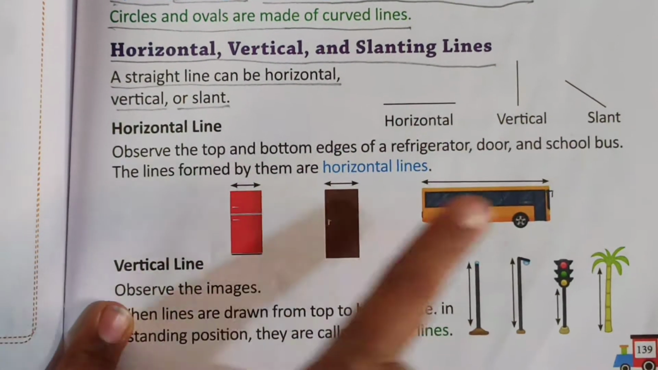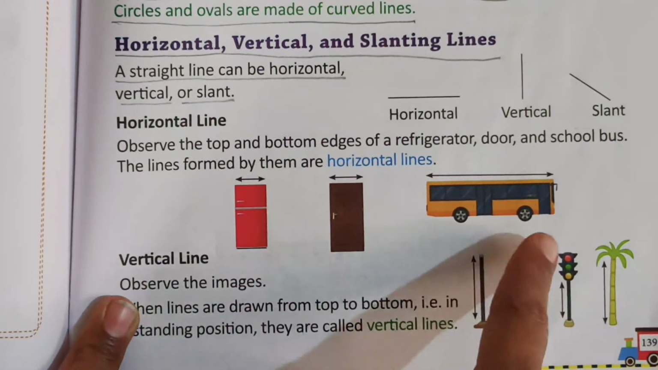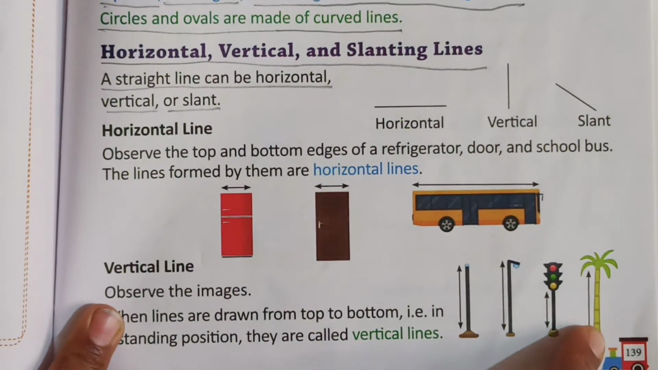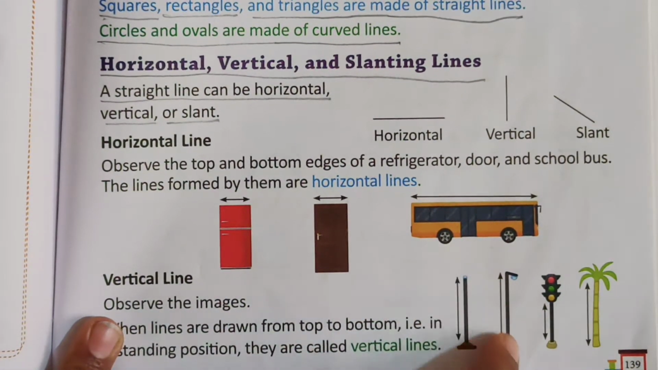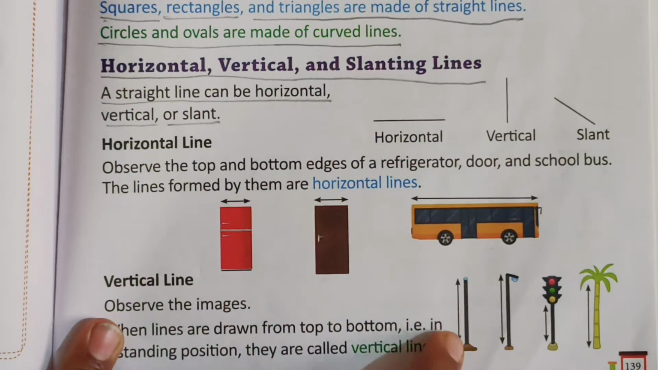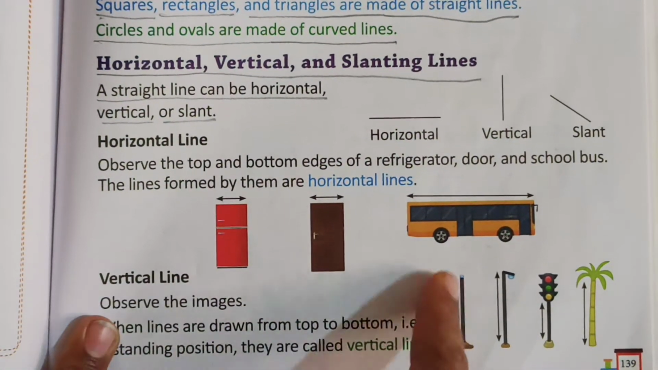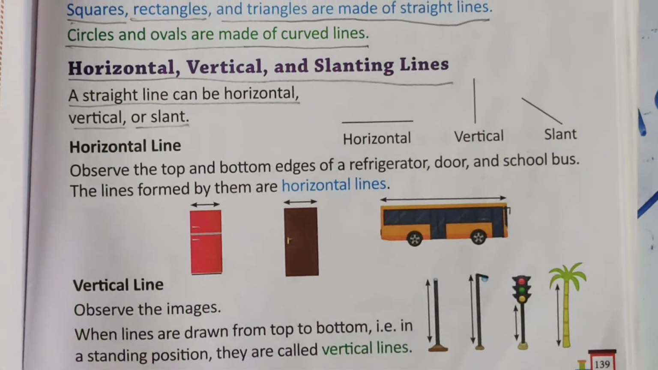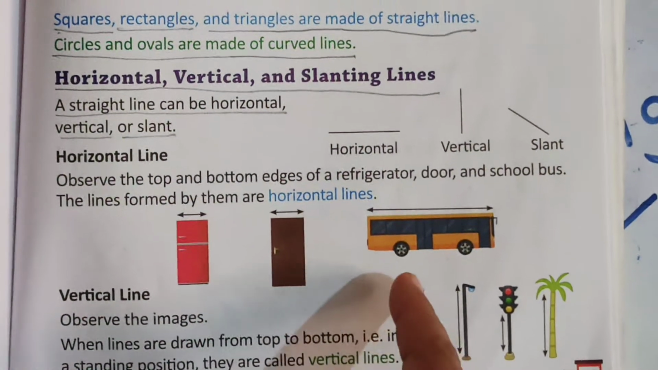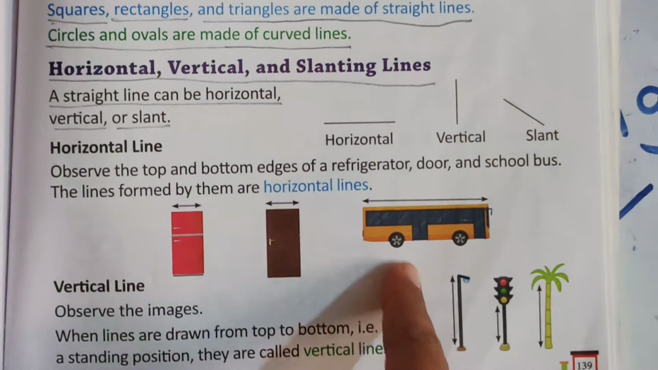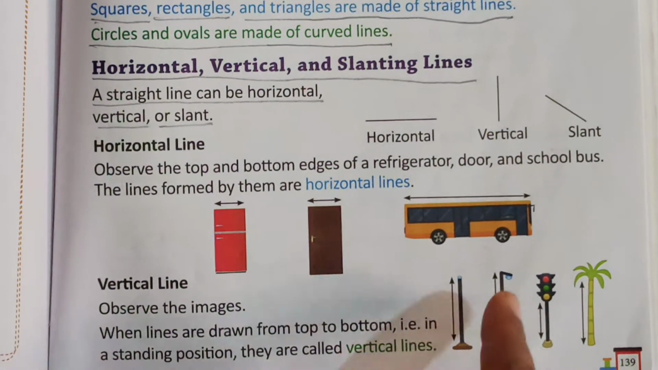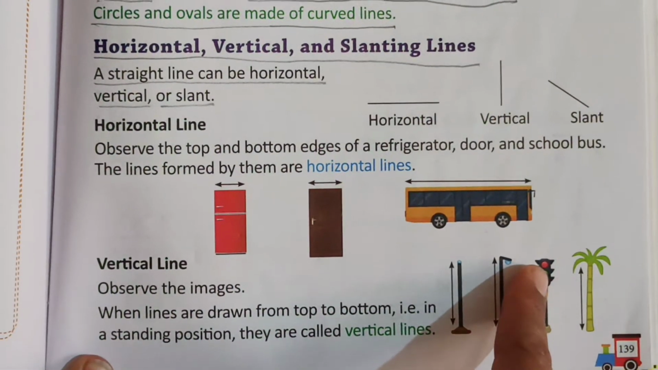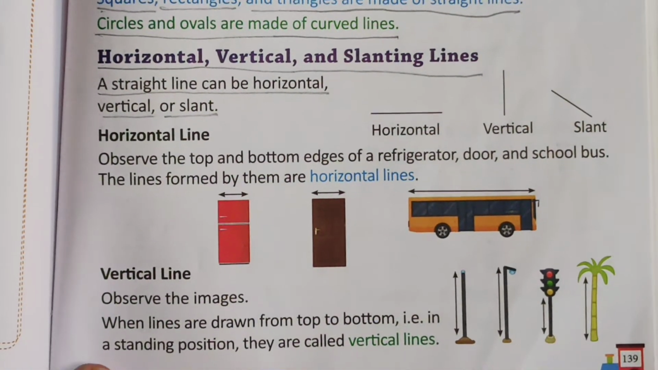Okay. Now look at here. This is a traffic signal. This is a coconut tree. This is street light and this is a pole, and these things are in vertical line. Okay, when lines are drawn from top to bottom, that means in a standing position, that are called vertical lines.